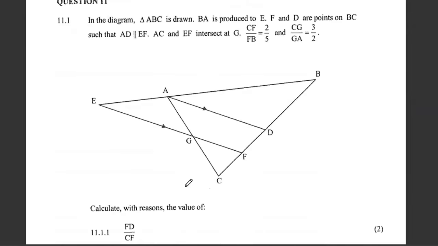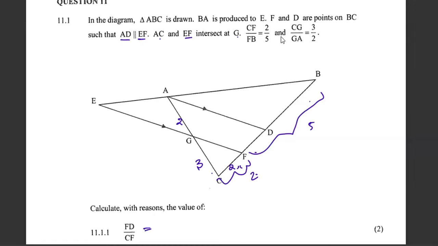Question 11. Question number 11. Because of time, I'm going to rush through this question 11 very fast. Okay, so in the diagram, ABC is drawn, BA is produced to E. F and D are points such that AD is parallel to EF, and then AC and EF intersect here, so that we have these ratios. CF is 2, you can say 2x, and then FB is going to be 5. And then CG is 3, GA is 2, just the ratios.